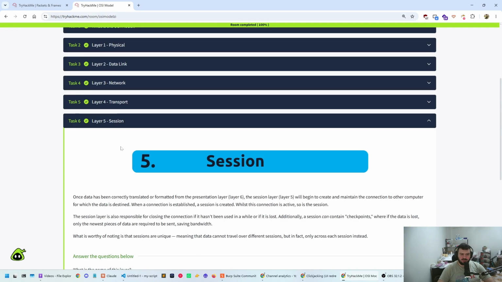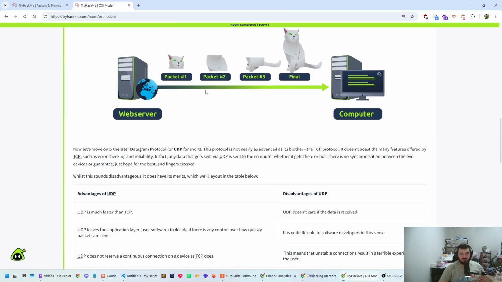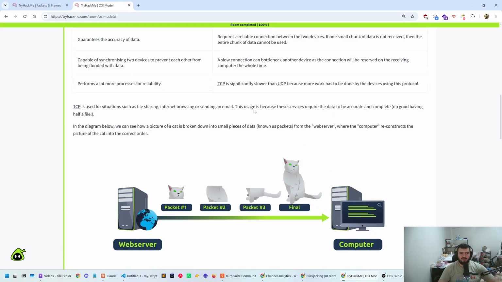Not the application, the session, the transport. Yes, TCP. So this is the cat image that they are talking about. You can see that the final cat image right here is actually split into different packets, and then they are sent across the network as separate data, separate packets, and then on your computer it's actually reconstructed in order to produce the final cat image.